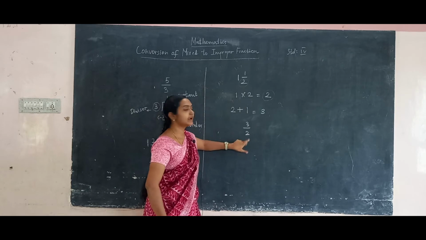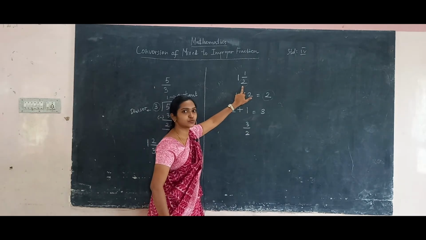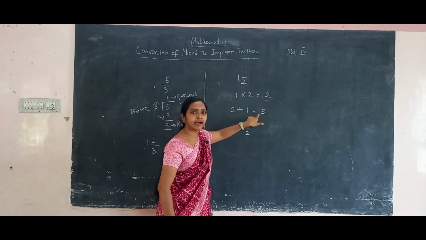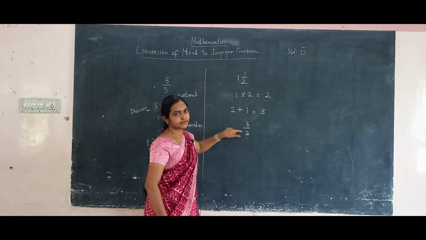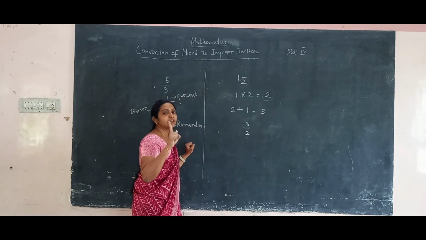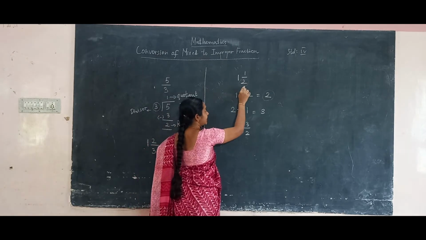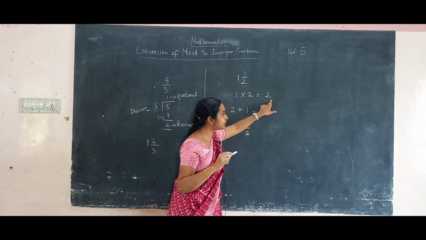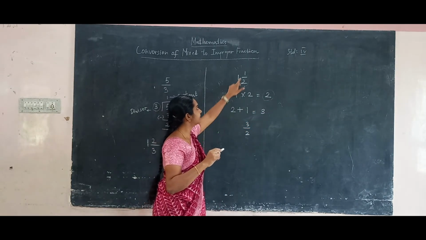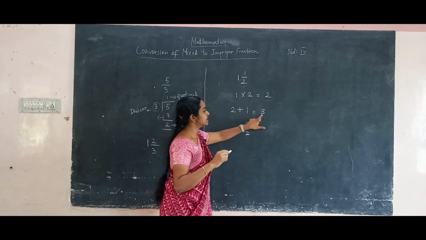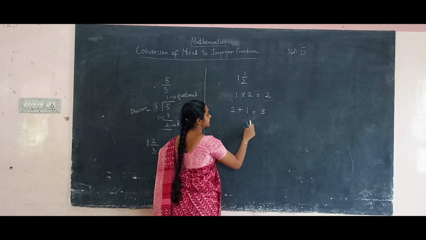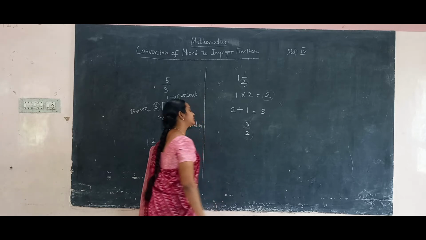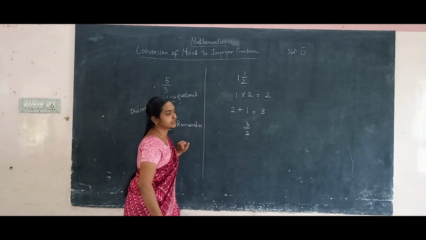So, the improper fraction is 3 by 2. The denominator will remain as it is. The denominator here is 2, so the denominator here will also be 2. The number we have got in the final should be written in the numerator. 1 into 2 is 2. With that product, we add the number in the numerator. 2 plus 1 is 3. So, write 3 in the numerator and the same denominator will remain. So, 3 by 2 is the improper fraction.